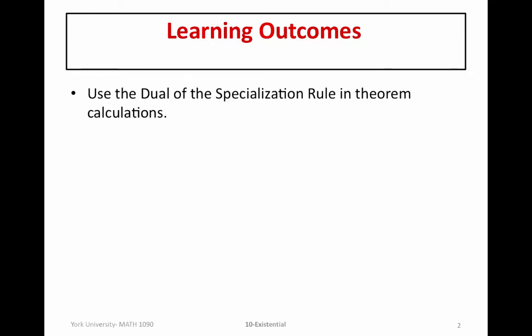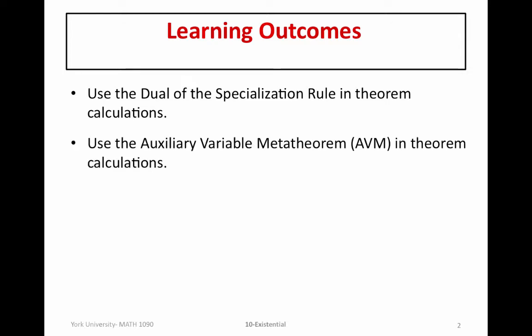So our first learning outcome is to use the dual of the specialization rule in theorem calculations, so the equivalent specialization rule for the existential quantifier. We're also going to use something called the auxiliary variable metatheorem, or AVM for short, in theorem calculations. These two work like weak generalization and specialization to be able to add in the existential quantifier and to remove it in our proofs.